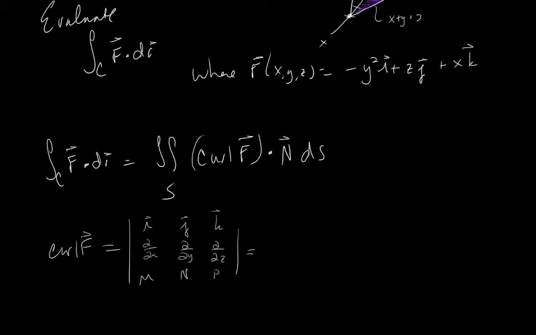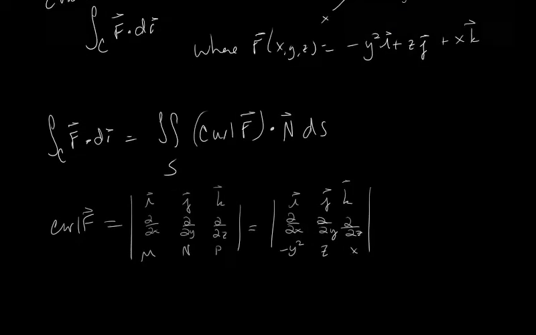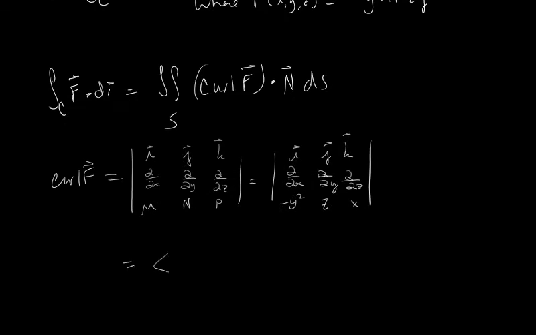So that's going to be equal to the determinant of i, j, k, the partials with respect to x, y, and z, of M, N, P, where M is negative y squared, N is z, and P is just x. That's going to give us the following vector. The partial with respect to y of x is 0, minus the partial with respect to z of z is 1, minus the partial with respect to x of x is 1, minus the partial of negative y squared with respect to z is 0.